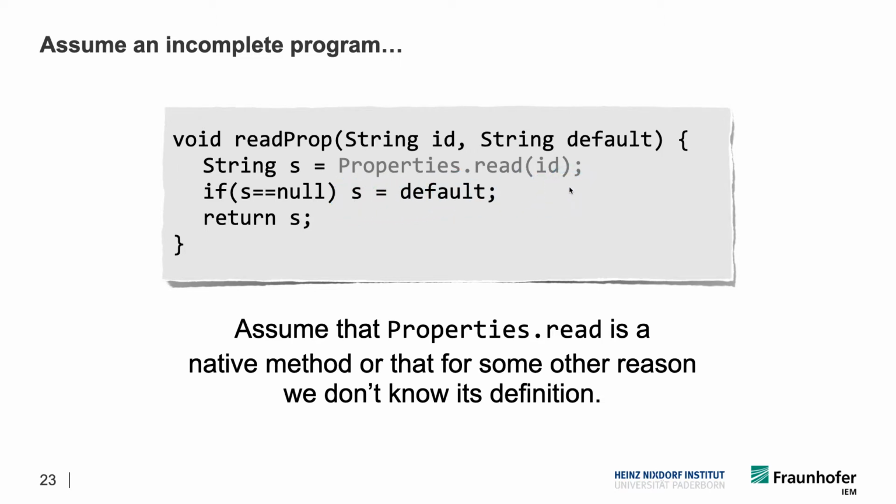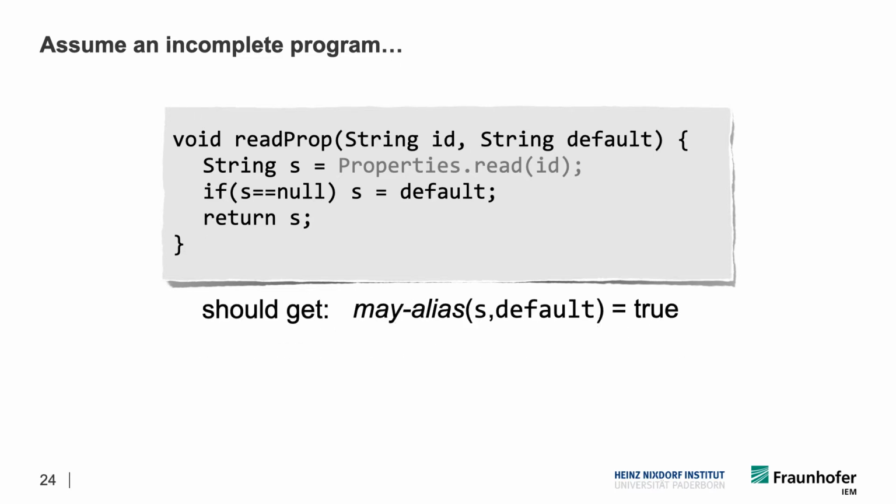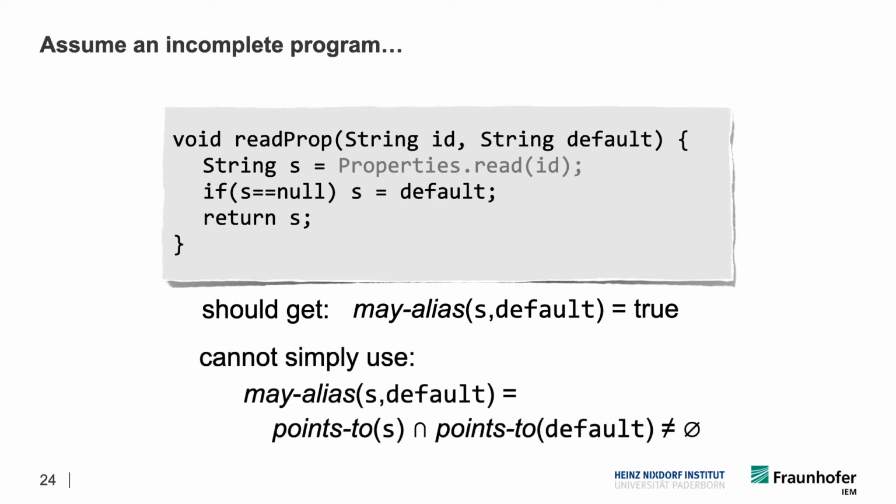So that's the case. May-alias of S and default will certainly return true. Okay. So that's actually the result that you want, right? But you cannot simply use the points-to reduction that I showed you earlier to arrive at this kind of result, because let's assume what this would do. So if you ask this question, then you first would have to compute the points-to set of S and the points-to set of default. And this now leads into trouble, right?